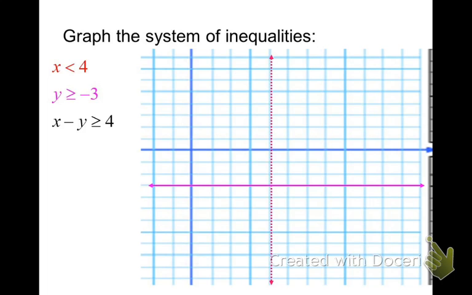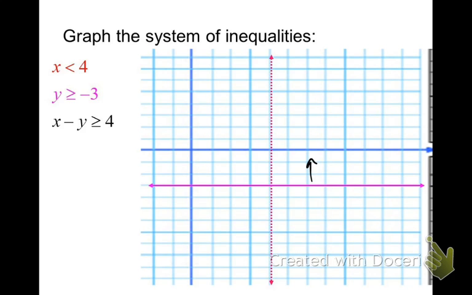And when I go ahead and do the shading on this one, I'm going to pick that very same point. I'm going to go back and pick 0, 0 as my point. Is 0 greater than or equal to negative 3? It is not. 0 is not, or is it? Yes, it is. So 0 is greater than or equal to negative 3, and therefore we're going to be shading above the line.